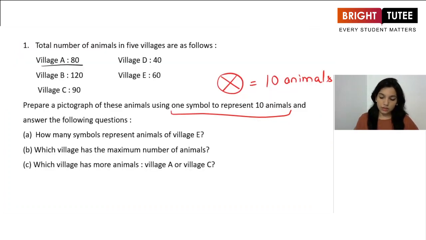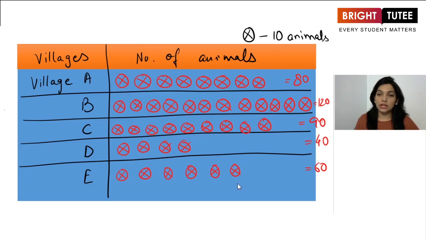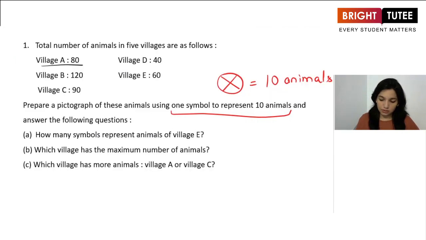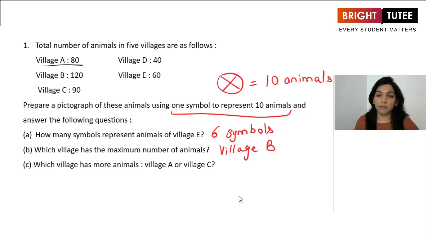Now let us answer the questions. The question says how many symbols represent the animals in village E. So how many symbols did you draw in village E? It was 6 symbols, right? So let us write 6 symbols. The next question says which village has the maximum number of animals. So it is village B that has got the maximum number of animals.